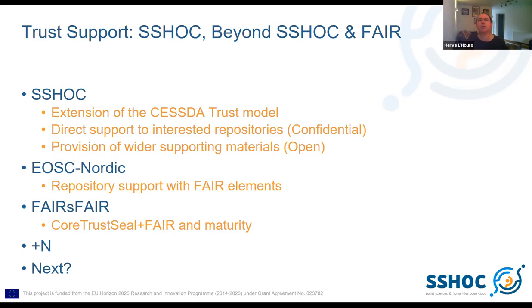Now, like the CESSDA trust model, the SHOC model provides direct support for interested repositories and is confidential. It remains confidential during the course of the process, and then it is up to the repository to submit their application to the Core Trust Seal, which also, for reference, remains confidential itself. And that's a really important aspect of that. You can submit something to the Core Trust Seal and get multiple rounds of feedback and support without having to, I think the English phrase is, air your dirty washing in public.